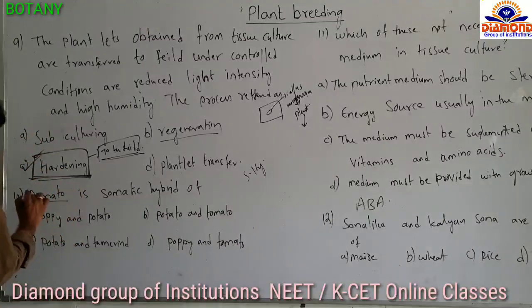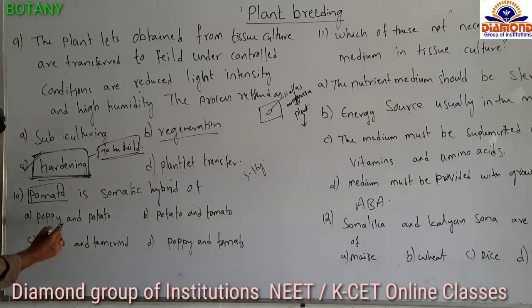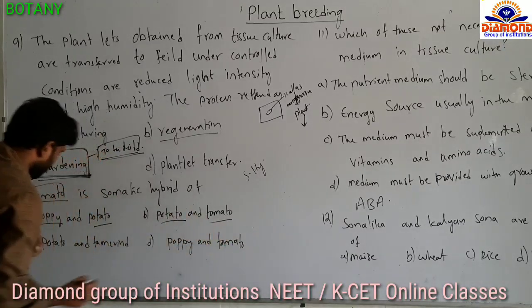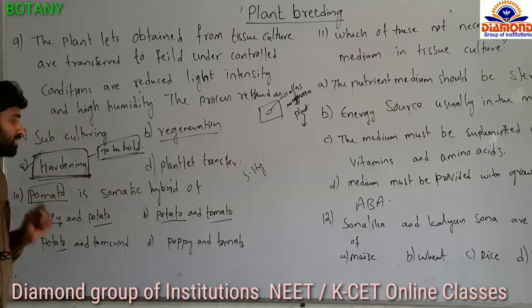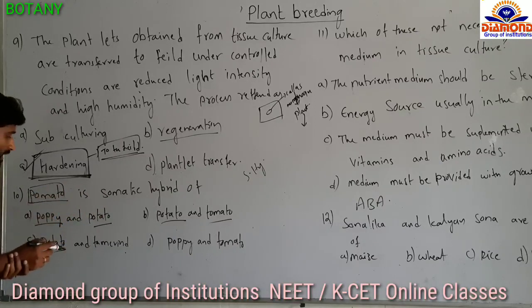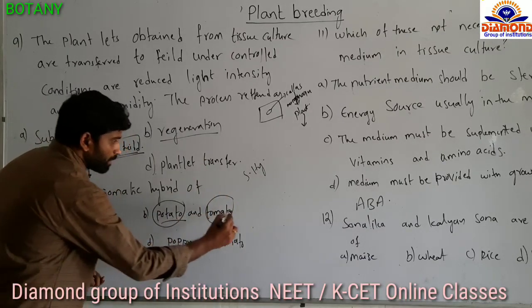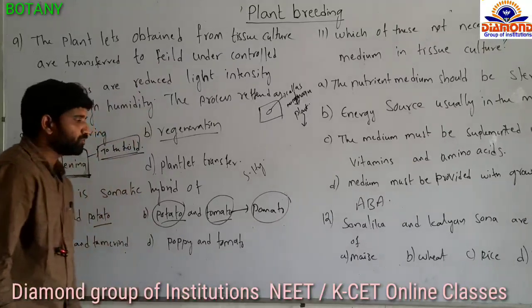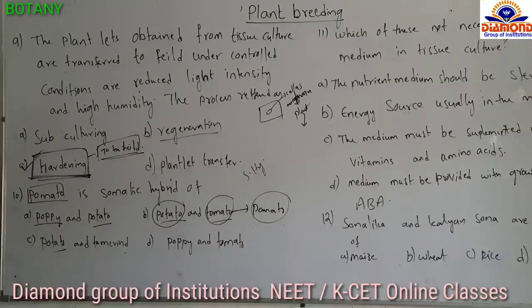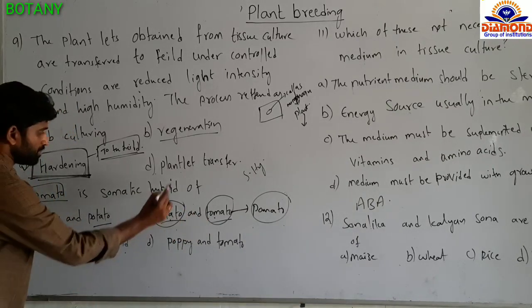Tomato is a new variety. The options given are poppy and potato, potato and tomato, tomato and tamarind, and poppy and tomato. The correct answer is the somatic hybrid of the tomato. It was developed from two parental plants, potato and tomato. That's why these two names are combined together, and we call it tomato. The new variety was developed from the two parental plants potato and tomato. So these are somatic hybrids. So the answer is B only.